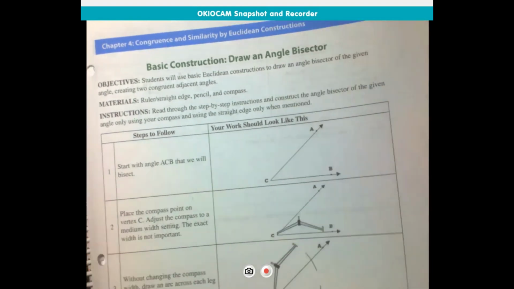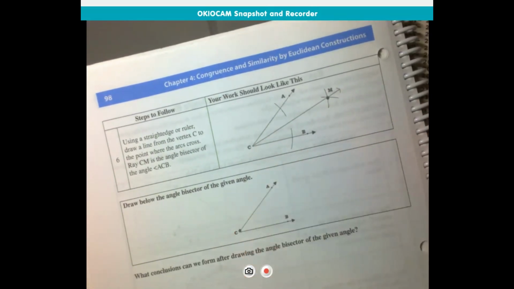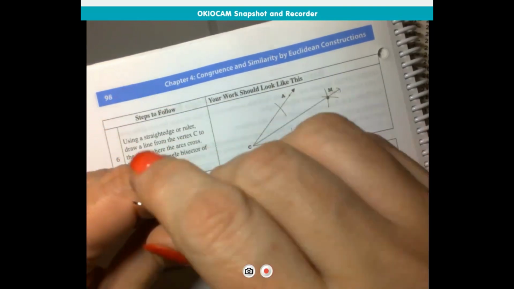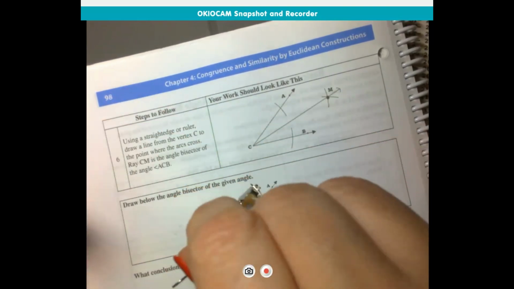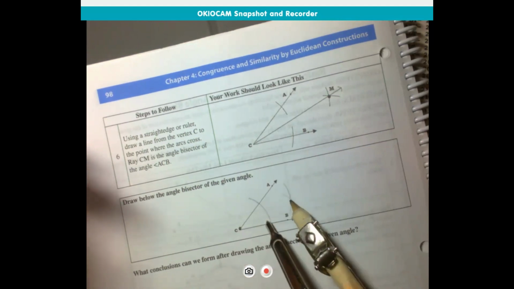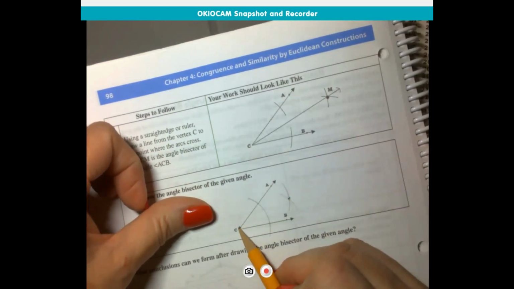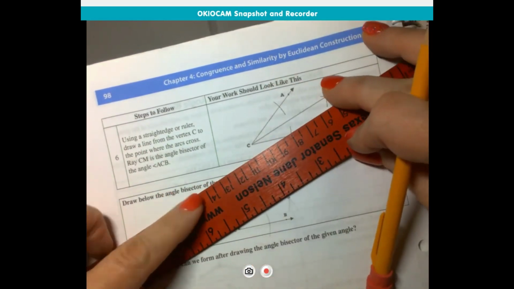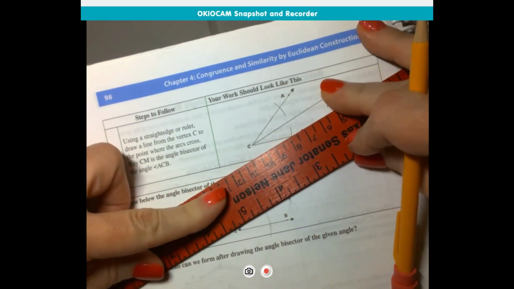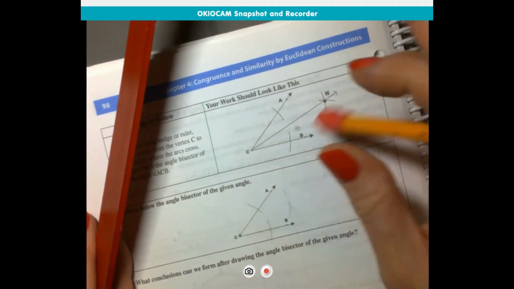You are just going to put your pointy part on the vertex. Again, the workbook doesn't put good points in there. So you can do an arc that crosses both sides. And then from those little points, you're going to do an arc up here, and then don't change it and do an arc up here. So we use the same length for all of it. And then once you have that little point and the vertex of the angle, you just draw a line through there. And that's your angle bisector. Of course, I am bad at drawing this, but that's your angle bisector.